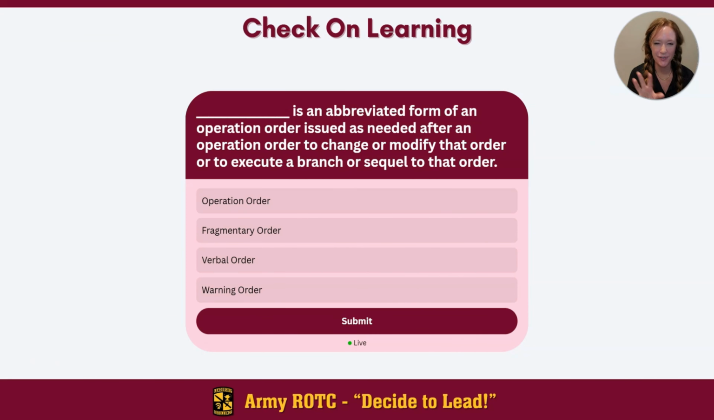Let's just check real quick and make sure you understand the basics. So which one of those three types of orders is an abbreviated form that's issued as needed after an operation order to make sure that they understand there's changes or modifications? Is that going to be your operation order, your fragmentary order, a verbal order, or a warning order? Now hopefully you're saying a fragmentary order, or a FRAGO. That's the change, right?